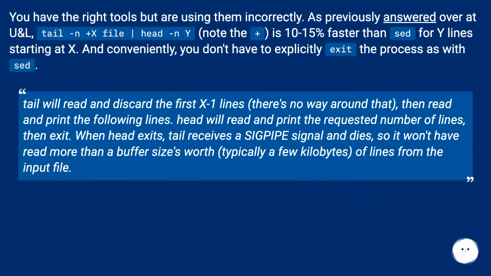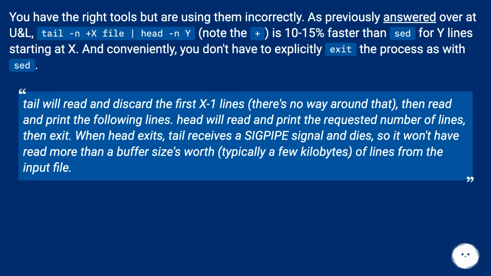You have the right tools but are using them incorrectly. As previously answered over at Unix and Linux Stack Exchange, tail -n +x file | head -n y, note the plus, is 10 to 15% faster than sed for y lines starting at x. And conveniently, you don't have to explicitly exit the process as with sed.